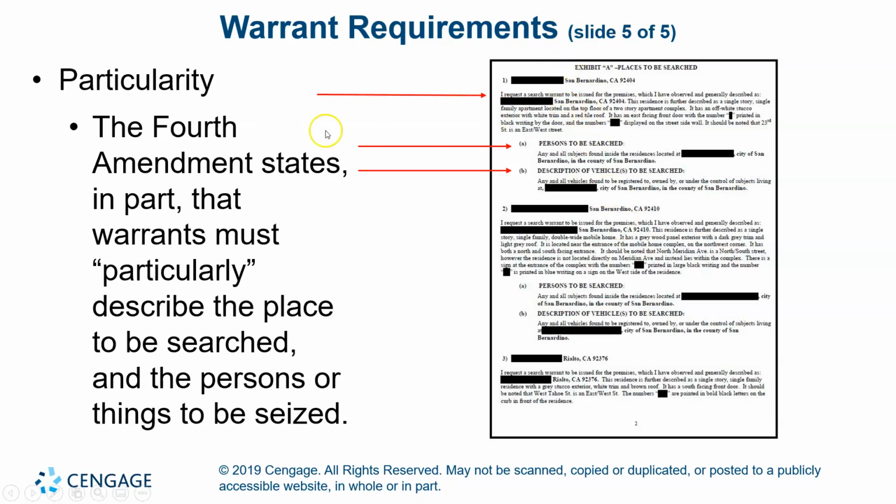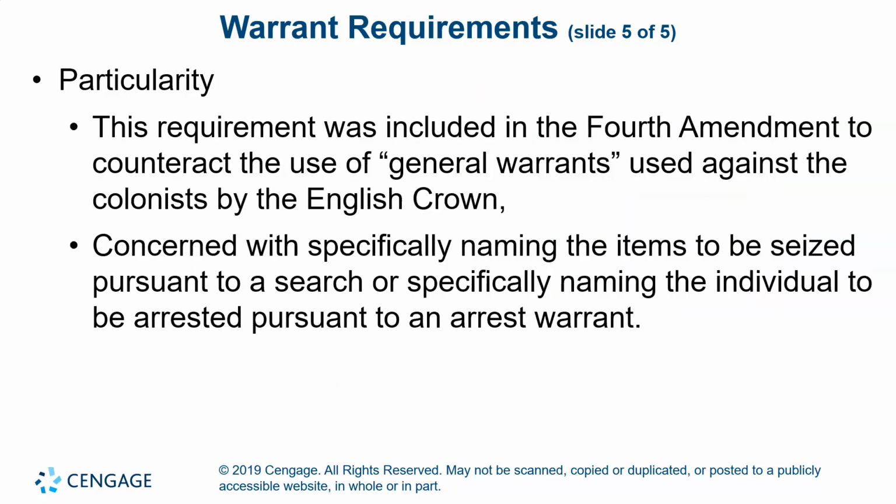So you can see, I request a search warrant to be issued for this address. And then you describe it: off-white stucco exterior. This way they know that you've done your homework and this is the place. Here's the persons to be searched. The vehicle, if any, to be searched. So this is what they call the particularity part of the Fourth Amendment, as it relates to search warrants.